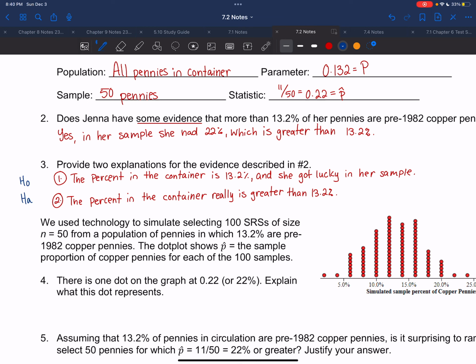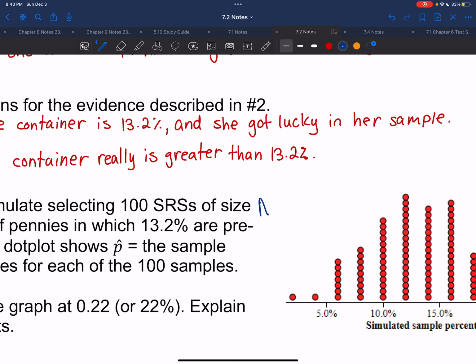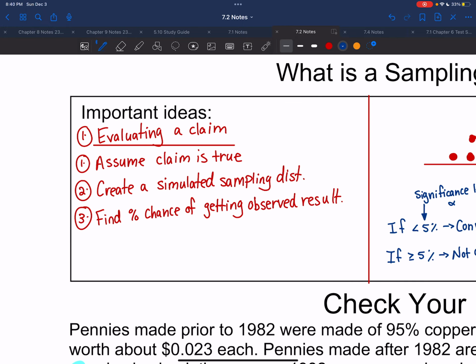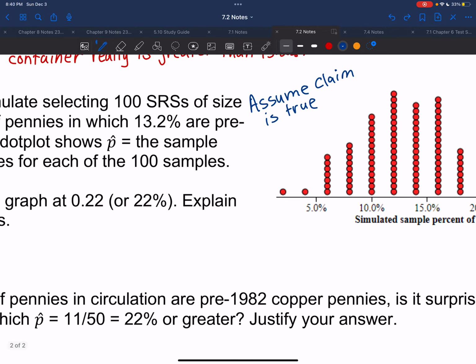Now it says we use technology to simulate 100 simple random samples of size 50 from a population of pennies in which 13.2% are pre-1982 copper pennies. So we're assuming, okay, I'm going to write this out. Assume claim is true. Okay, remember back on the big ideas sheet. So assume claim is true. We're assuming that 13.2% is accurate.